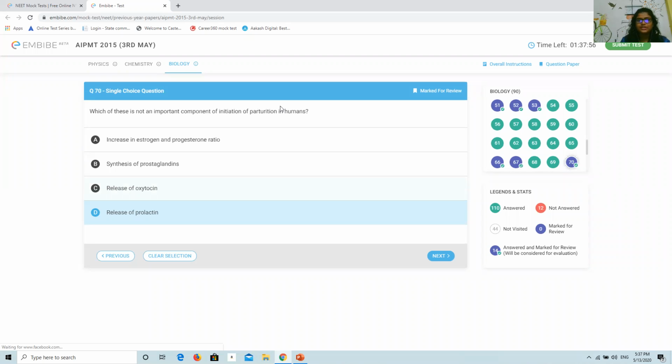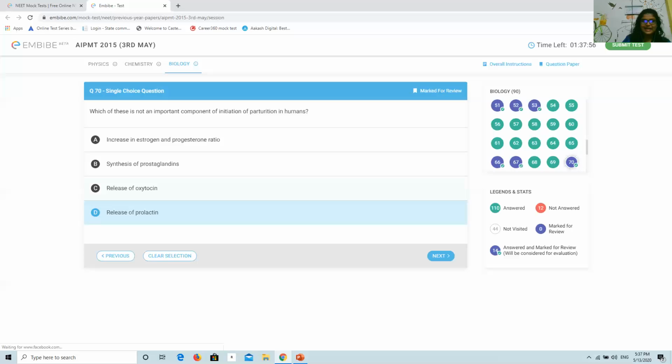Okay, which of these is not an important component of initiation of parturition in humans? Estrogen progesterone ratio is important. That leads to all these recurrent events. Synthesis of prostaglandins, yes, it is important. Release of oxytocin, of course it is important. Because of oxytocin your pushing starts. Finally, release of prolactin, no.